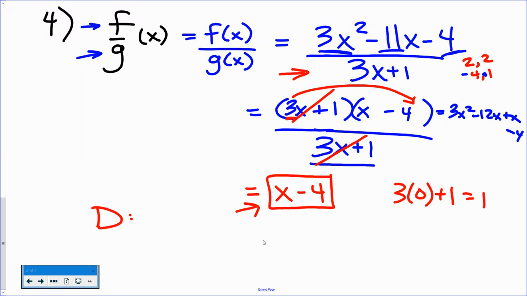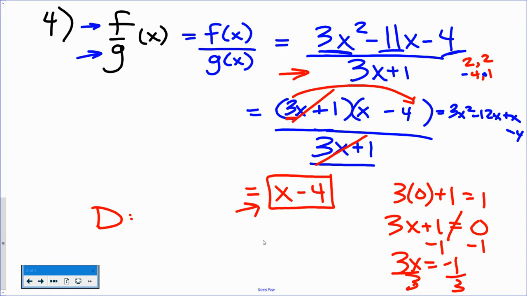I need to figure out what value of x would make that 0, because I can't have that number, because that's what's going to make my denominator 0. So if I subtract 1, divide by 3, x could not equal, so any number but negative 1/3, because that is the only number for x that would make my denominator 0 anywhere throughout the problem.